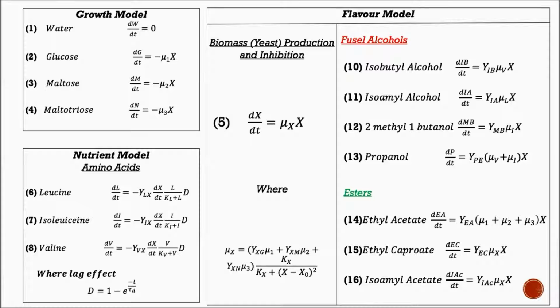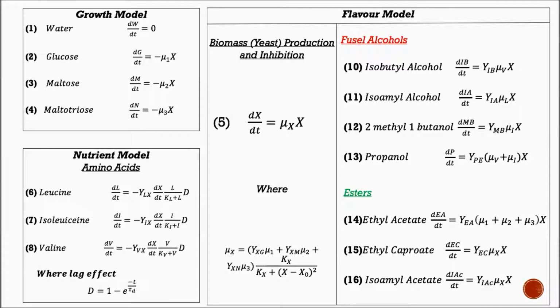Moving on to the mass balances. Beer is typically 90% water by volume, therefore water is used in the reaction, however it does not take part in the kinetics. Equations 2 to 4 represent the growth equations for the three sugar components, glucose, maltose and maltotriose. The biomass production rate is given by equation 5.